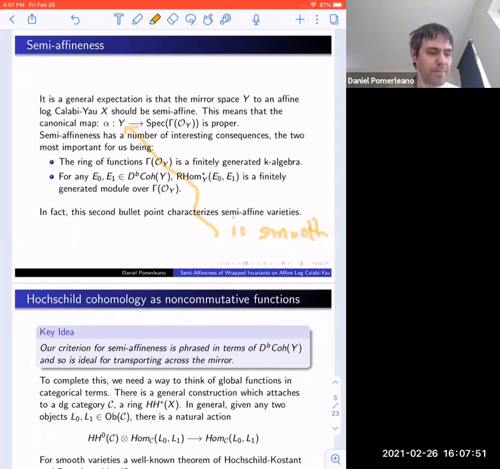So what I want to do in particular is take this criterion, the second bullet, and translate it using mirror symmetry to something entirely on X.